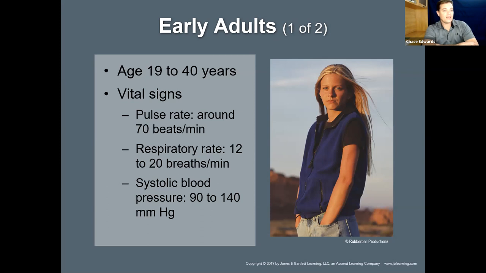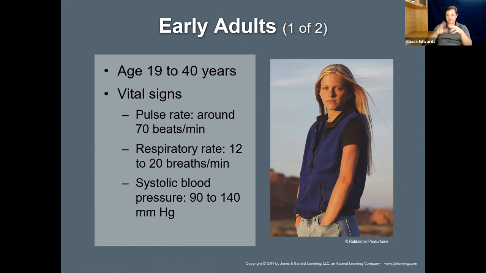So, up next, early adults, age 19 to 40. I don't know if 40 is considered an early adult, but whatever. Early adults range in age 19 to 40. That's a long one. Vital signs do not vary greatly from those we've seen through the rest of adulthood or through the teenage years.